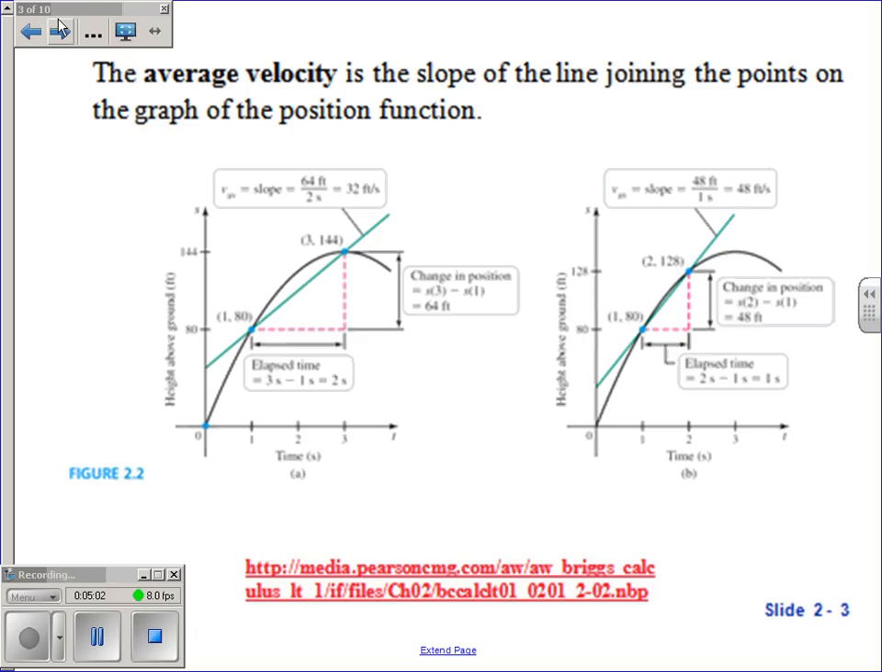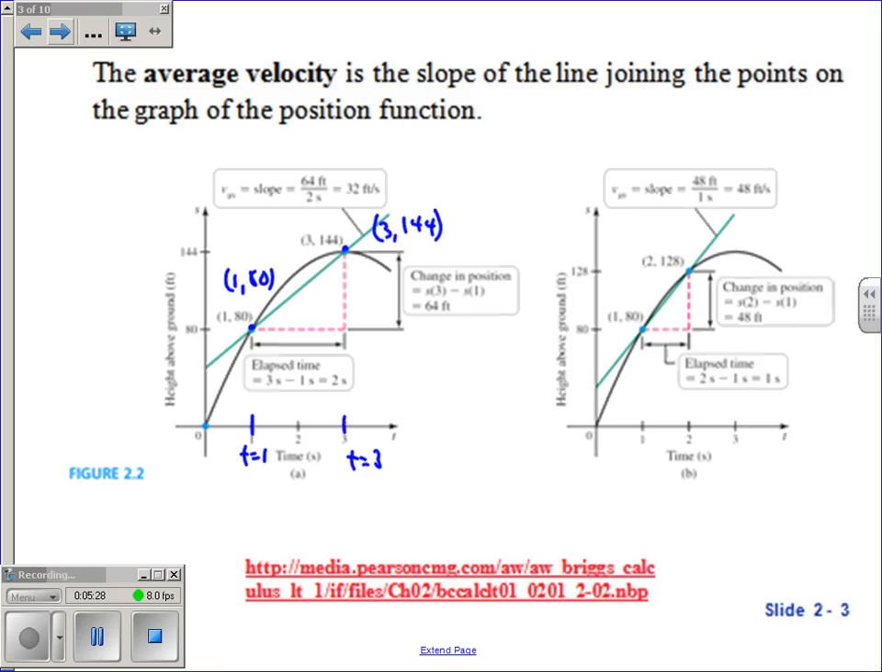Okay, so the definition of an average velocity is the slope of the line that's joining the points on the graph of that position function. Okay, so we found this point here. This was the point when t was equal to 1. That was the point 1, 80, given by the function that we were given. And now at t equal 3, our point up here was just the point 3, 144.